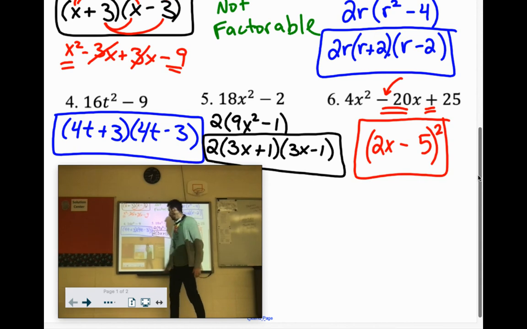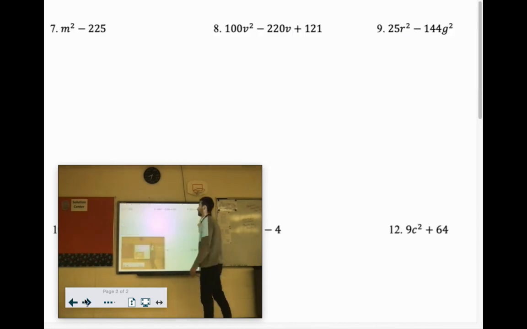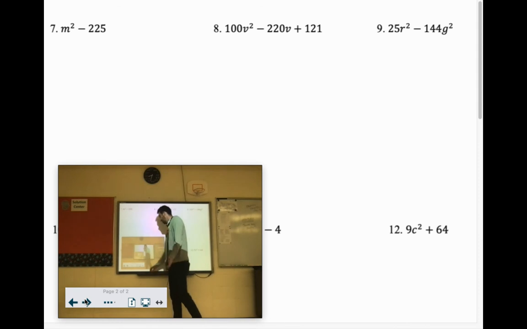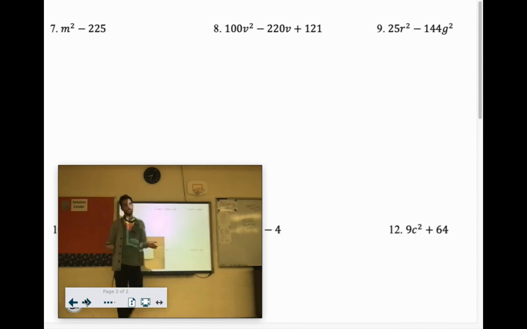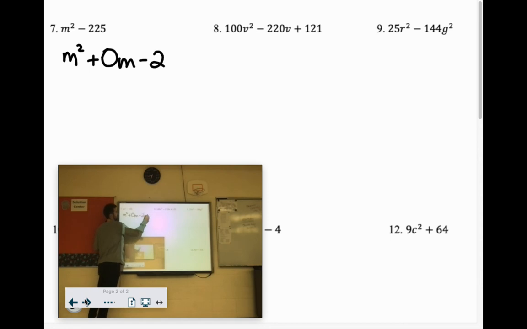All right, I think I've got 7,000 more for us to try out. m squared minus 225. Let me show you something else you could do in case you forget difference of squares. You could always make this m squared plus 0m minus 225. And then you're like, well, what factors of 225 are 0 apart from each other? Sure, if that helps you, go with it. But if you have two terms that you can square root and there's a minus, then it's a difference of squares. Square root of m squared is m. Square root of 225 is 15. It's 15 times 15. So m plus 15 times m minus 15.